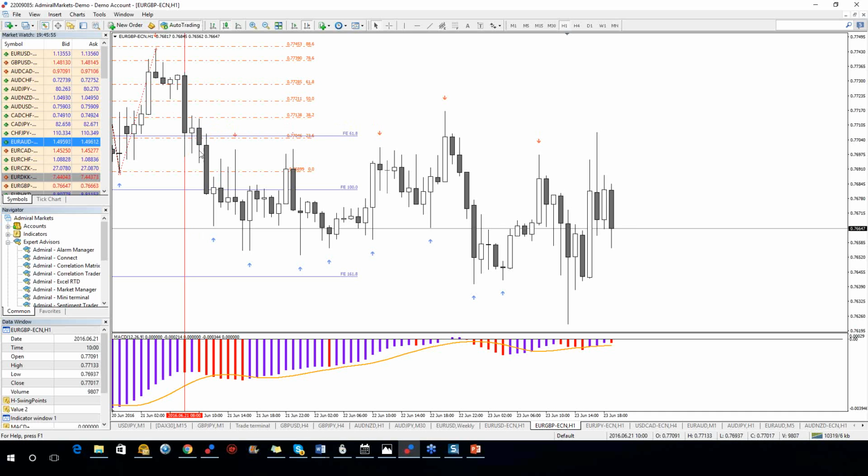That half you should leave running freely, and the other half should be put to break even. So if you made your entry here, you put the second half of your trade at break even, letting the first half make you free profits. It's called a free ride.